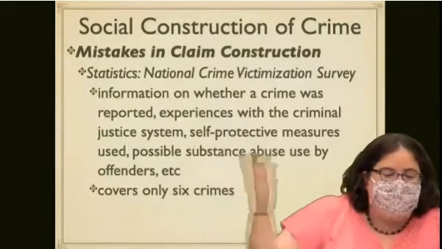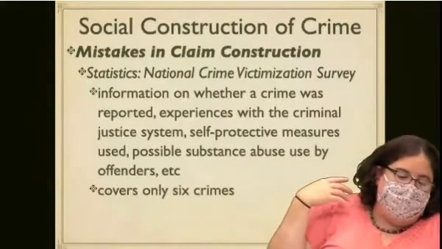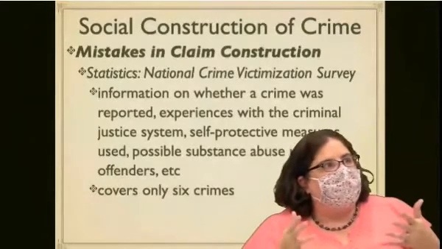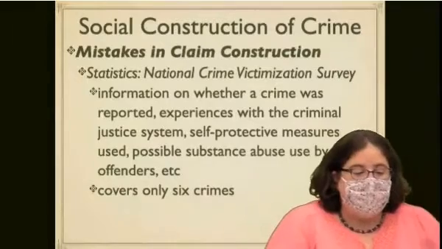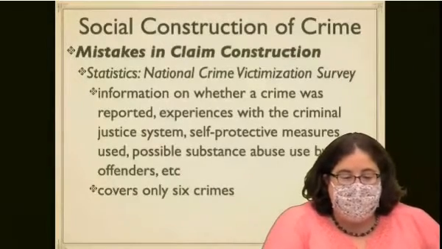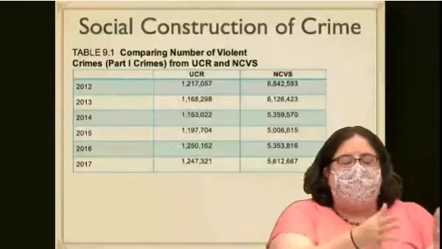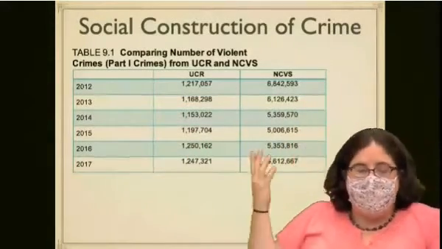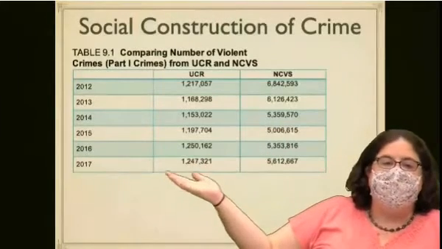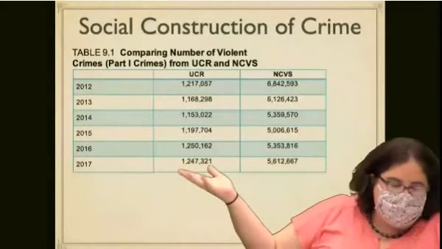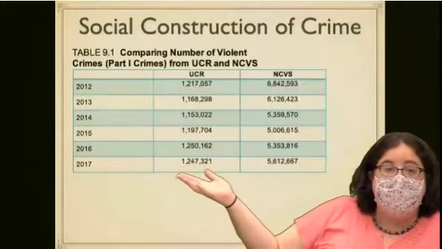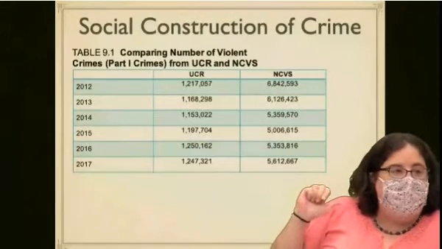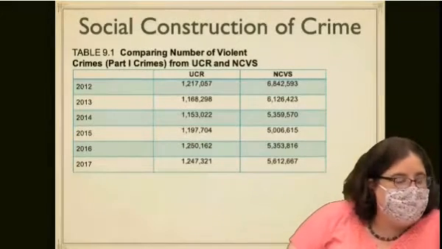But this is from the Department of Justice, and they ask people to indicate if they've ever experienced them, but it doesn't require that the crime has been reported. If you compare some of the data between the UCR, the Uniform Crime Report, and the NCVS, you can see the numbers are extremely higher for the NCVS, right? In 2017 there were about 1.2 million reported crimes in the UCR, but over 5.5 million crimes reported in the NCVS, right?